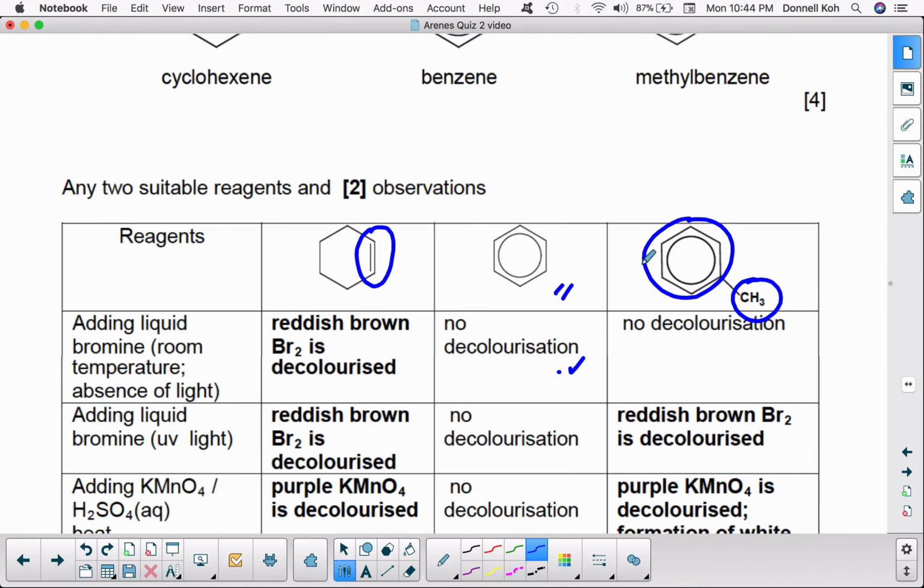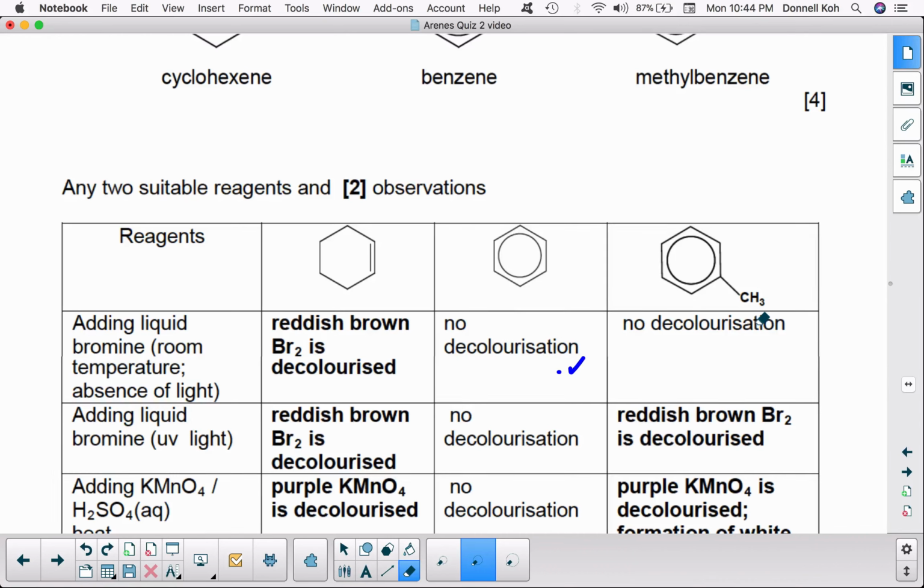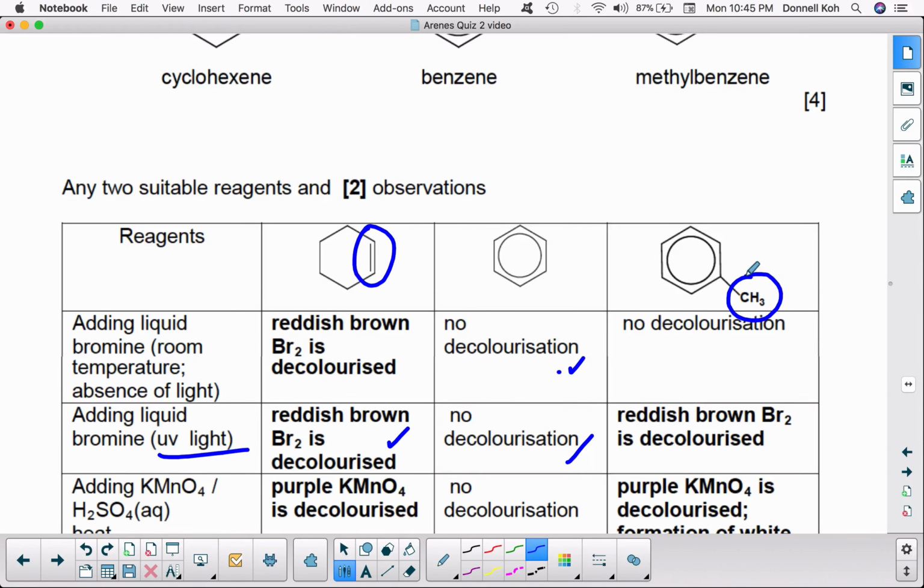So free radical substitution cannot take place. Let's look at the second one. Okay, let's look at adding liquid bromine under UV light. Since there's liquid bromine, the same thing, electrophilic addition can take place for cyclohexene, and reddish brown bromine is decolorized. For benzene, absence of catalyst, no decolorization. In this case, since there's UV light, the methyl group can undergo free radical substitution. So reddish brown bromine is decolorized.